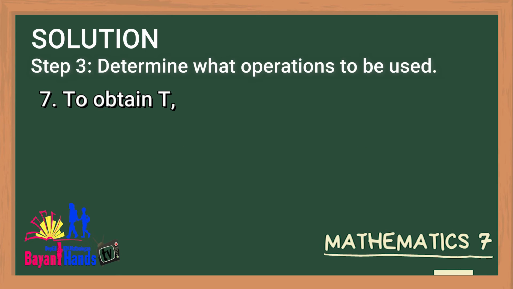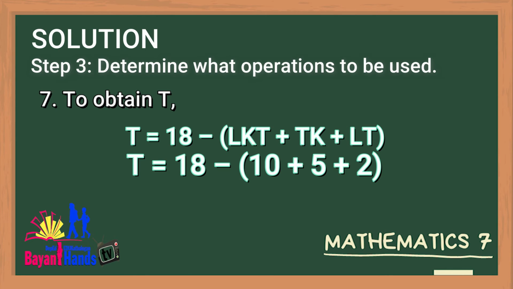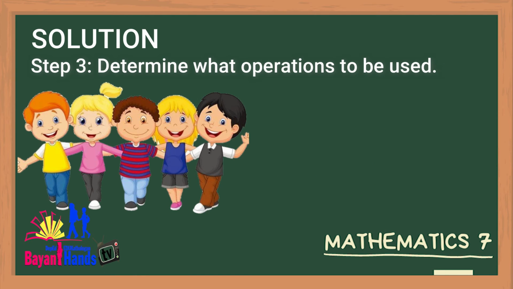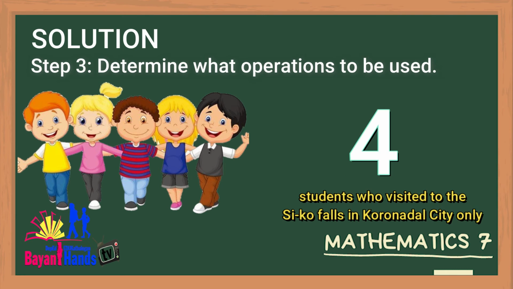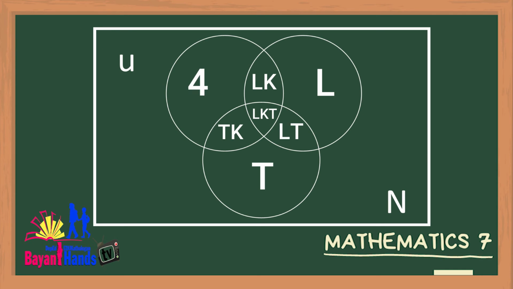For T, that's 18 minus LKT plus TK plus LT. All with T's, right? So that's 18 minus 10 plus 5 plus 2, or 18 minus 17, and that's equal to 1. Therefore, we have 11 who went to Lake Cebu only, 4 who visited the Siok Falls in Coronadal City only, and 1 visited Tupi only. All the rest visited 2 or 3 places. We can now write the values in each section to complete our Venn diagram.